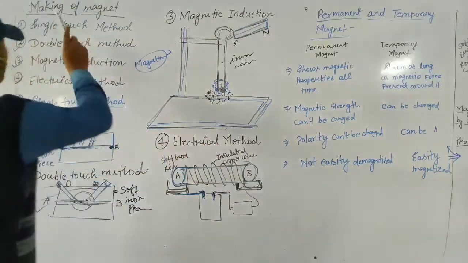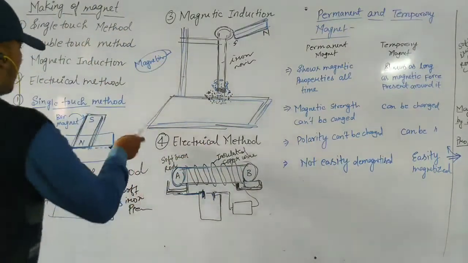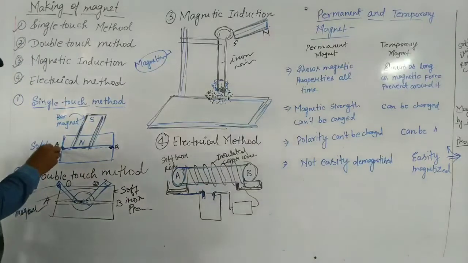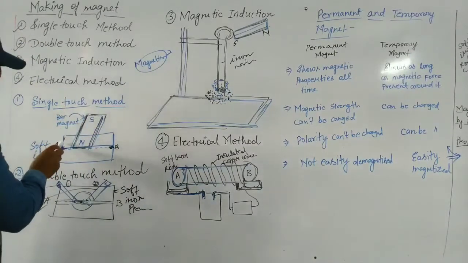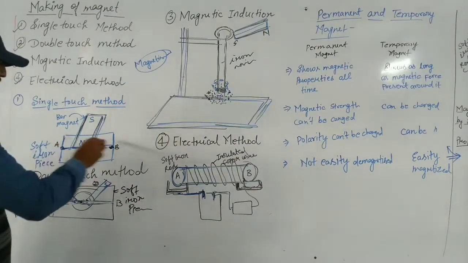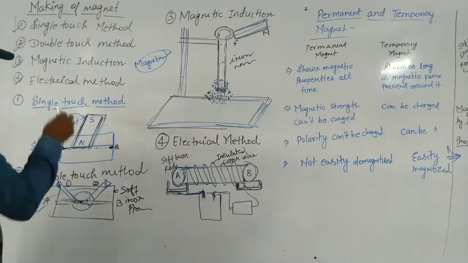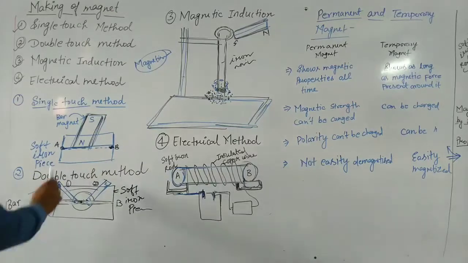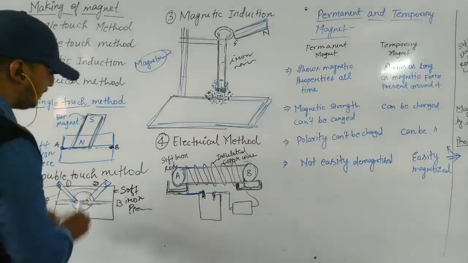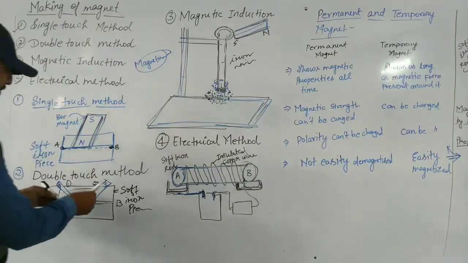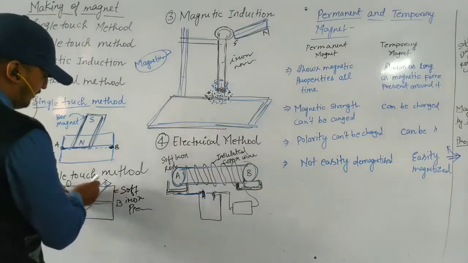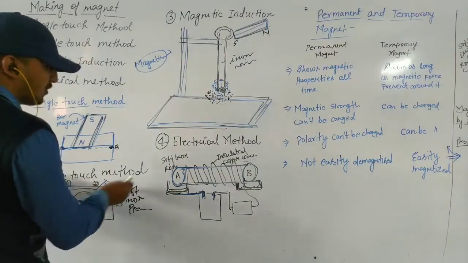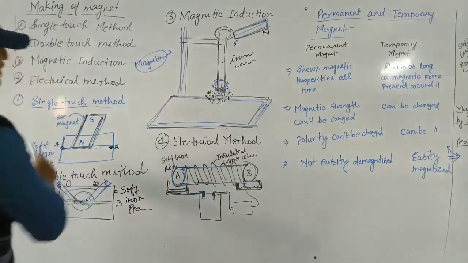So the first method was the induction method. What we have to do in this method is keep the bar magnet on the iron here and slide from A to B continuously. After some time, by the single touch method, we can magnetize the substance. In the double touch method, we keep two different poles of bar magnets in the center and slide them to opposite sides, and after some time, it will magnetize.